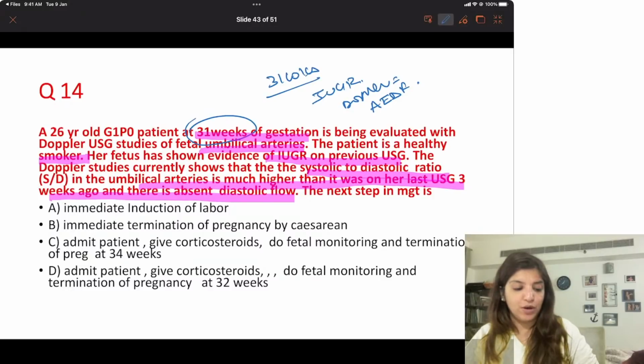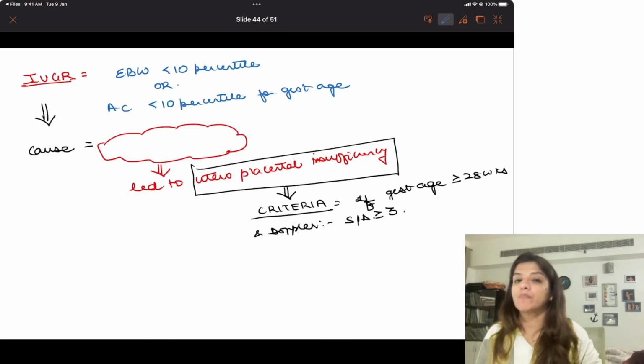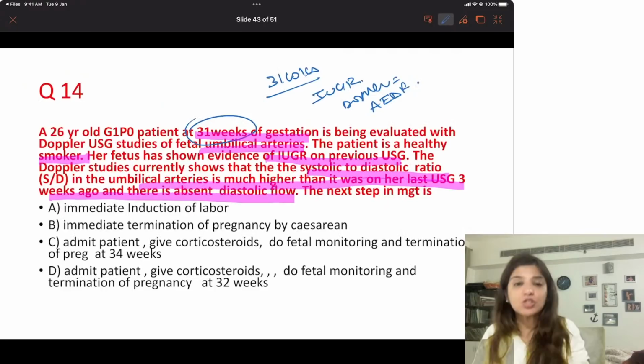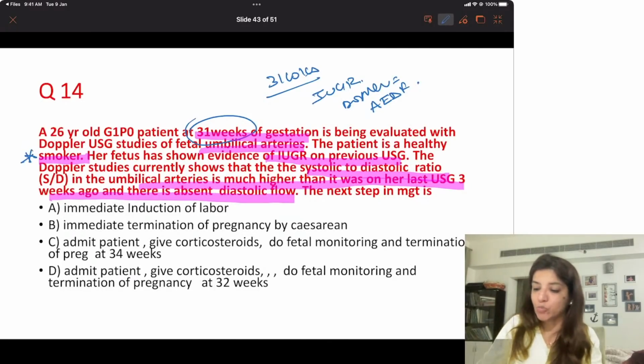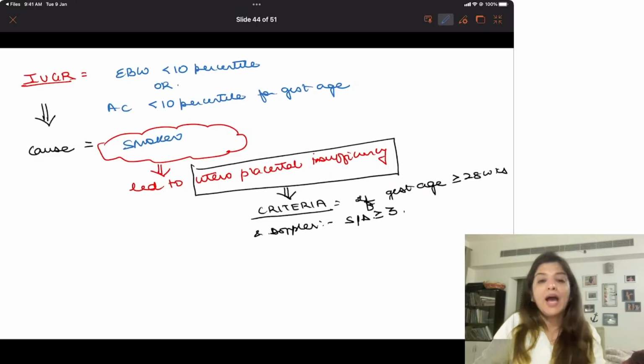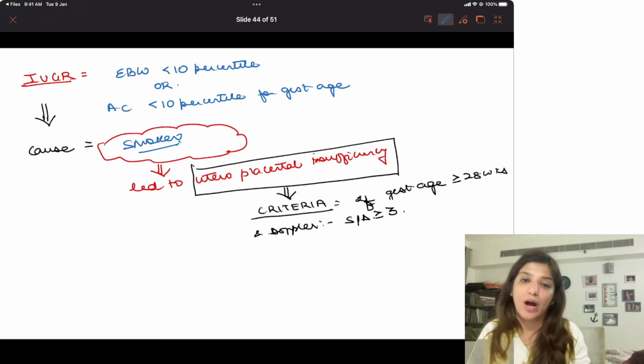Now I can see all of you answering it as C, some of you are answering it as B, but most of you are answering it as C. Quickly, let us do a few concepts on IUGR. What do you mean by IUGR? If the estimated birth weight is less than 10th percentile, or if abdominal circumference is less than 10th percentile, which is appropriate for that gestational age. Now, in this patient, IUGR is there, and what is the reason for her IUGR? This patient is a smoker. And because of smoking, there is uteroplacental insufficiency, and that has led to IUGR.